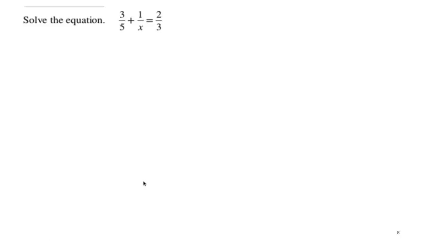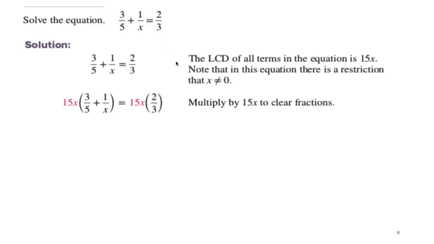Okay, here's another one. This one's a little bit trickier because now we have 5x and 3, so we've got to find the LCD of 5x and 3. Notice none of these have anything in common, so we're going to take all of them and just multiply them, so we get 15x. So 15x is the LCD of 5x and 3. And so we multiply everything by 15x.